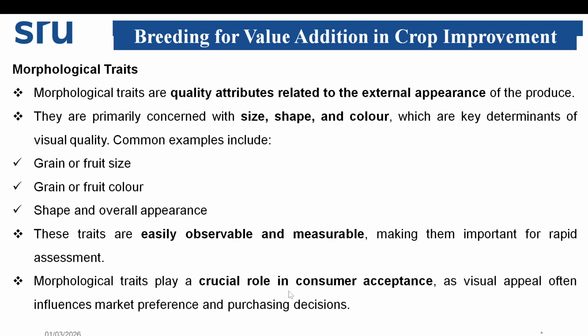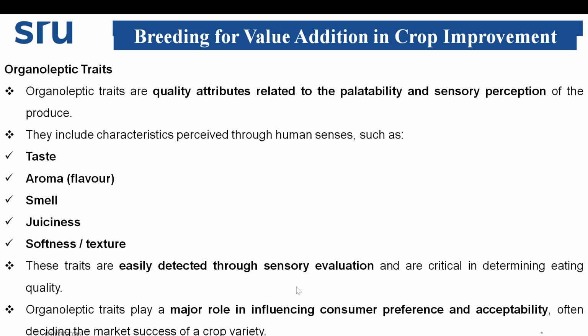So these traits are easily observable and measurable, making them important for the rapid assessment. Morphological traits play a crucial role in consumer acceptance, as the visual appeal often influences the market preference and purchasing decision. So that's why the visual appeal is one of the most important aspects which will influence the market preference and purchasing decision. Second, that is organoleptic trait. So organoleptic traits are quality attributes related to palatability and sensory perception of that particular produce.